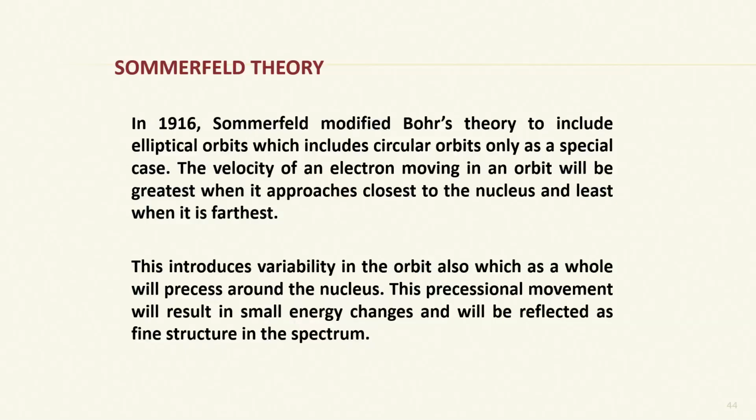So, the variation in the elliptical orbit as a whole carries the idea that the orbit precesses around itself. So, electrons also must be precessing around themselves, just like our planet Earth is going round the sun but is also spinning round itself. So, this precessional movement will result in small energy changes and will be reflected as fine structure in the spectrum.